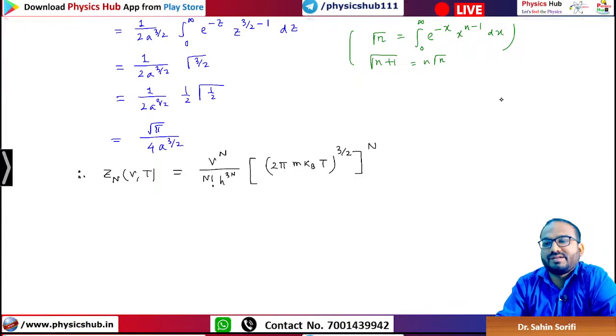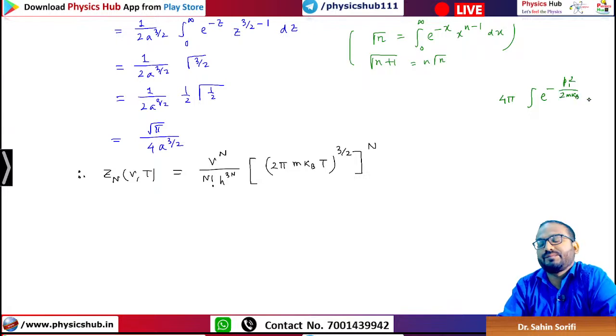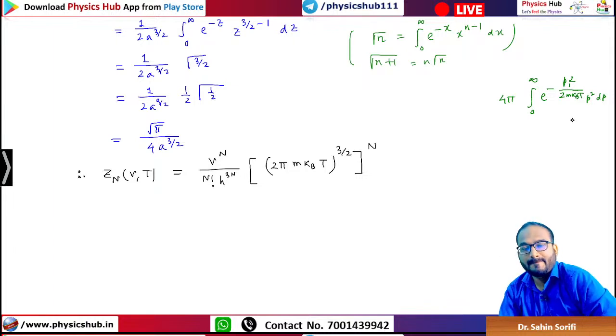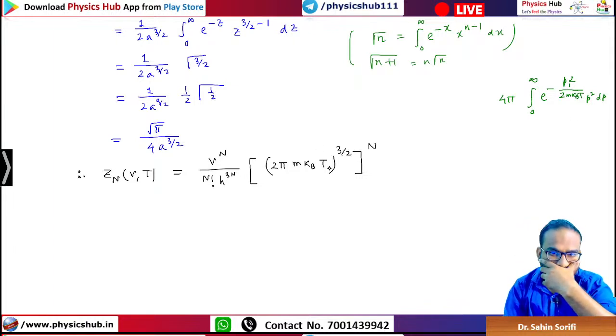Look, d3p, so 4 pi will remain as it is, e to the power minus p square by 2m kT, p square dp. Actually, this is the formula. So 4 cancels, so pi to the power 3 by 2, and 1 by 2m kT, that is a, and here it is 1 by a to the power 3 by 2, so 2m kT to the power 3 by 2, simple.